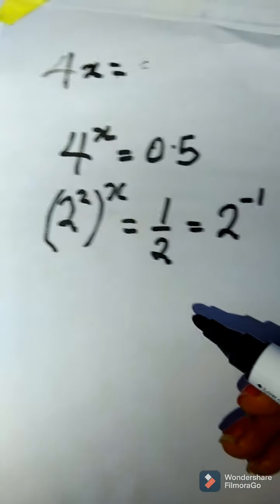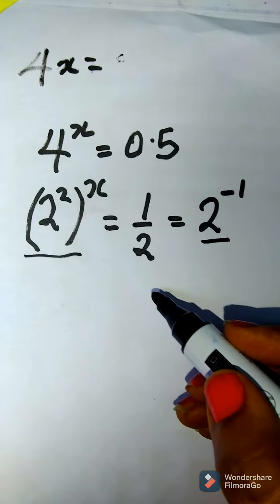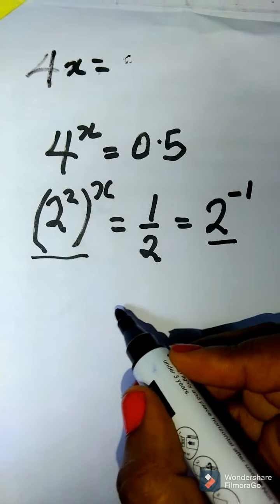Okay, now applying the law of congruency, these two bases on both sides are equal, therefore their powers will be equal. So first of all, let's break it down to 2 raised to the power 2x equal to 2 raised to the power minus 1. So 2x equal to, we'll eliminate these two bases, is equal to minus 1. Therefore x is equal to minus 1 all over 2.